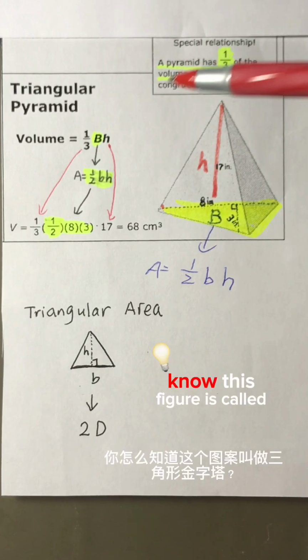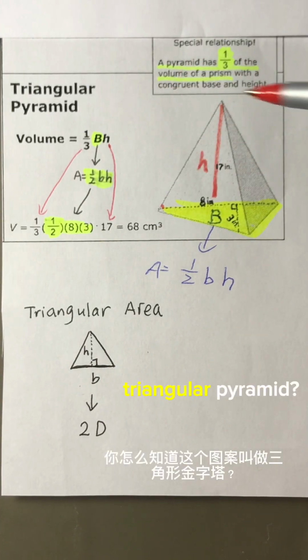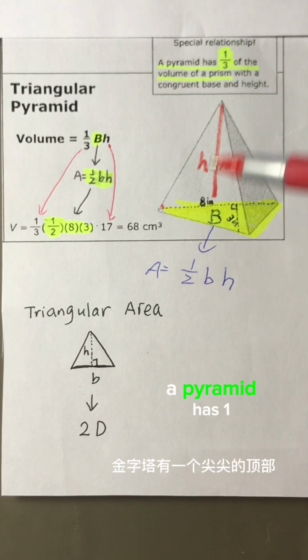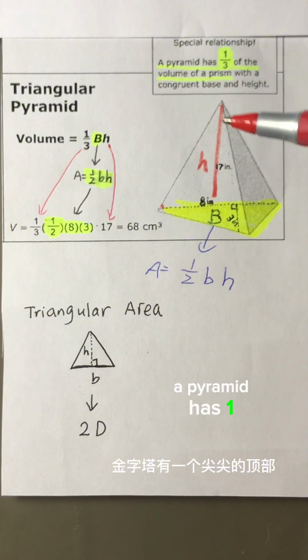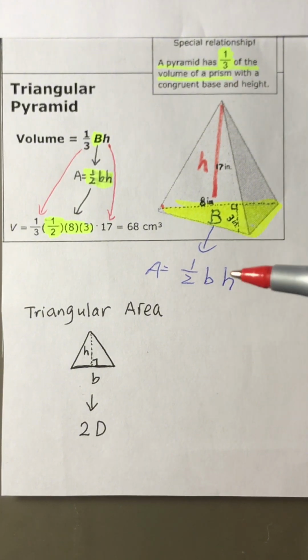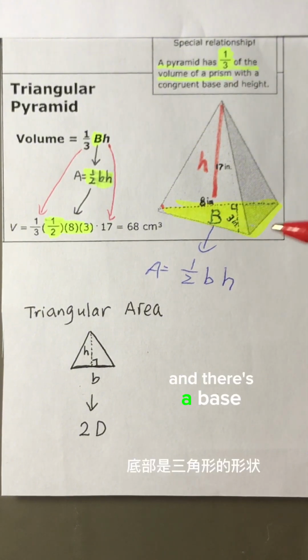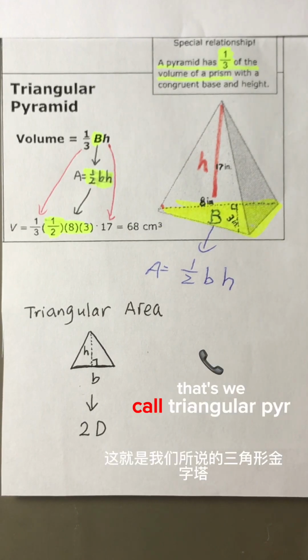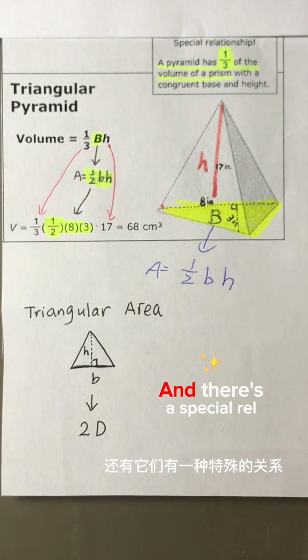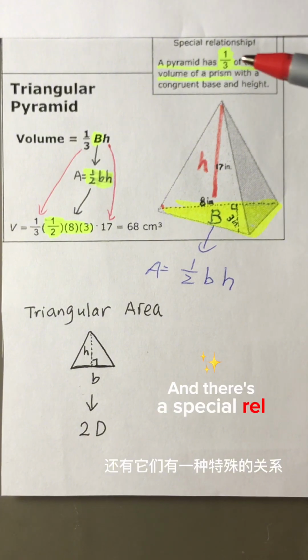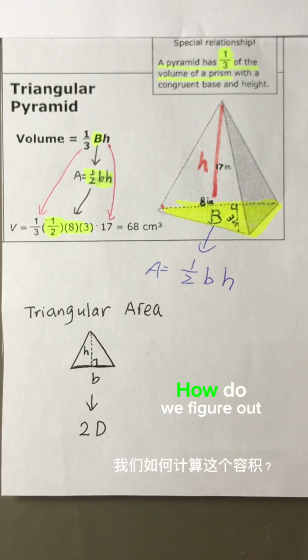And how do you know this figure is called a triangular pyramid? A pyramid has one point at the top, and the base is the shape of a triangle. That's what we call a triangular pyramid. And there's a special relationship: a pyramid has 1/3 of the volume of a prism with a congruent base and height.